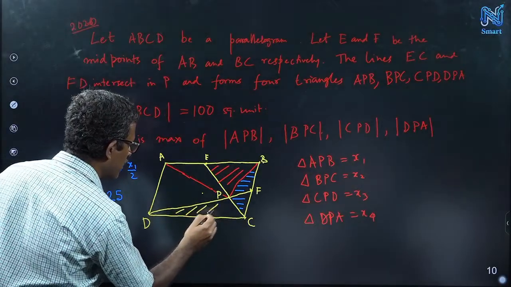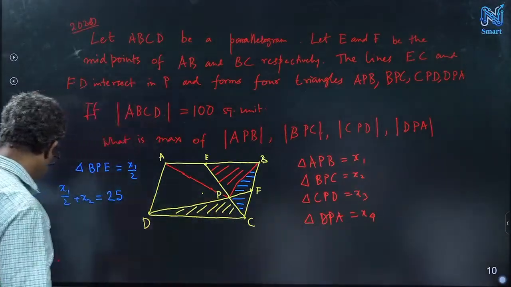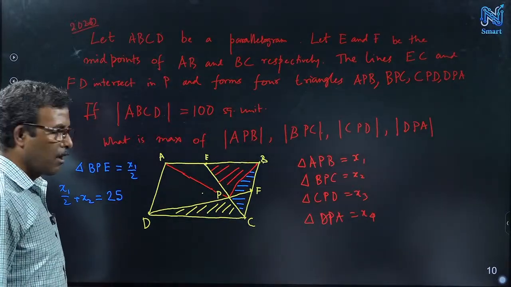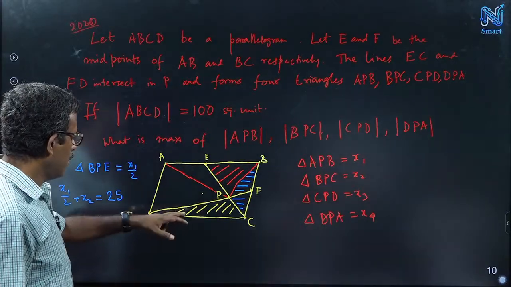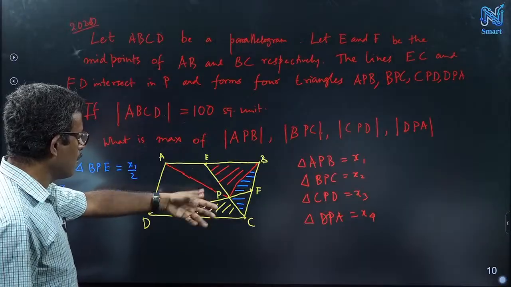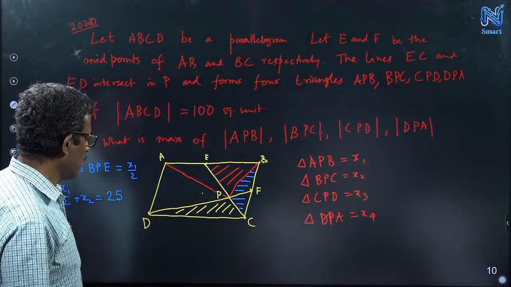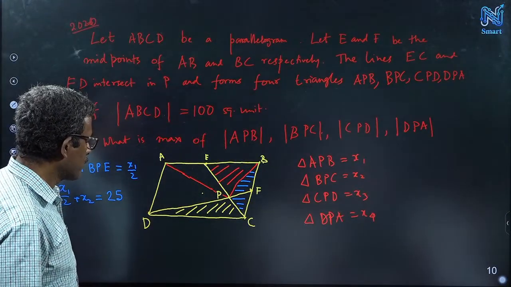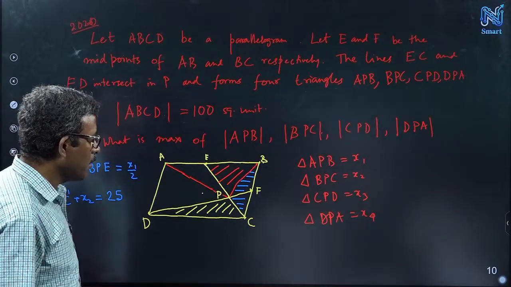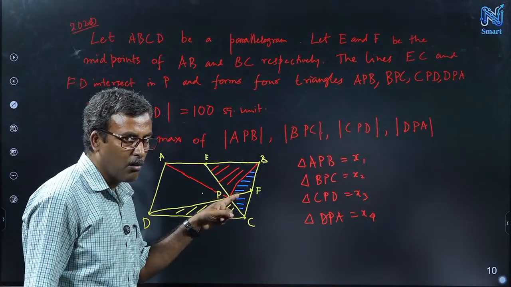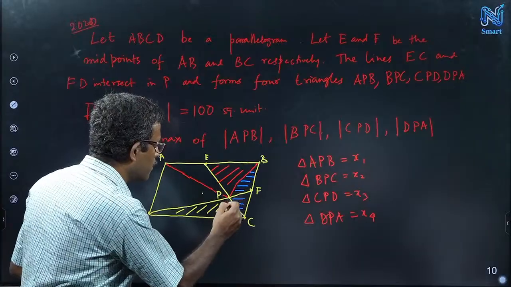And this is x3. This area is x3. It is given as x3. We just take this is x3. Then x3 with what? This is the half of what? Only this part.